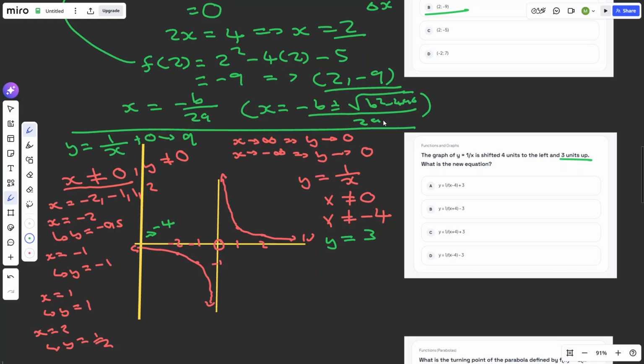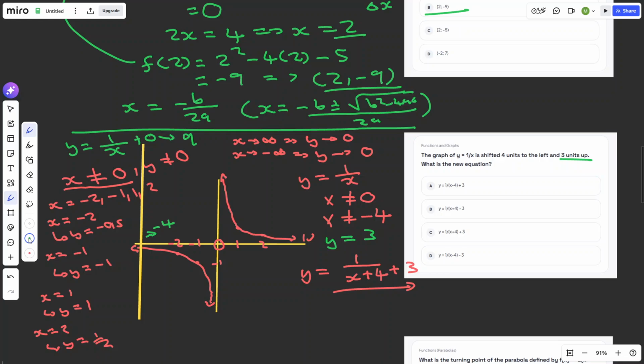Okay. So now if we integrate both of these, what do we get here? Our new function is equal to 1 divided by x plus 4, because you remember from here, x cannot be -4. And then we add 3. And that is basically it. This is our new function. So you can, let me just put it here for you. Our new function, what would it look like?